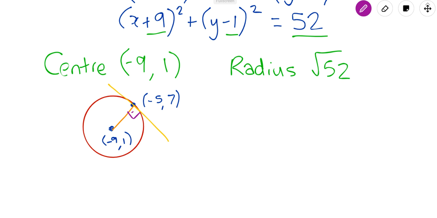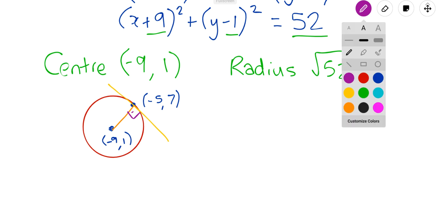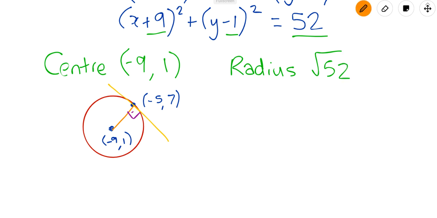Let's start then by finding the gradient of the orange line. We've got the 2 points it goes through, so we can use that little formula. Are you a formula person? Do you use formulas? I don't tend to, but that is the formula if you want it: y2 minus y1 over x2 minus x1. I just remember it's the change in y over the change in x. Either way you do it.